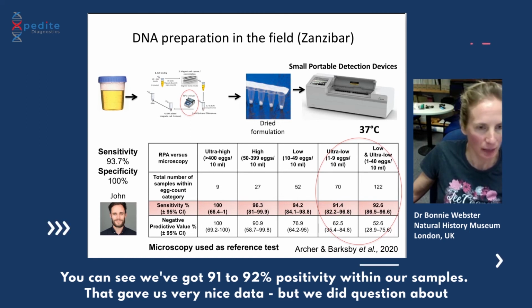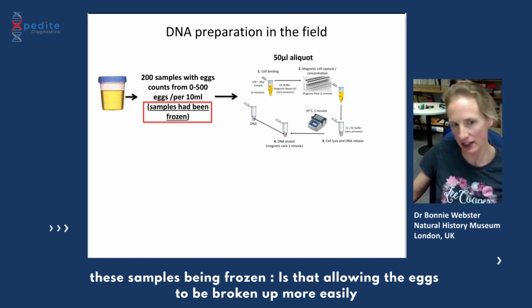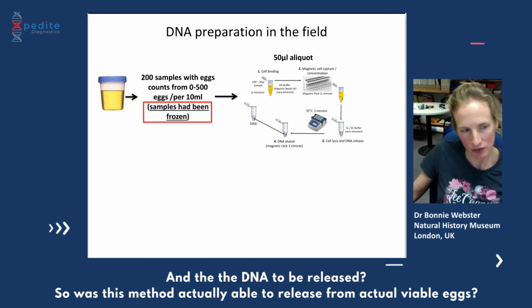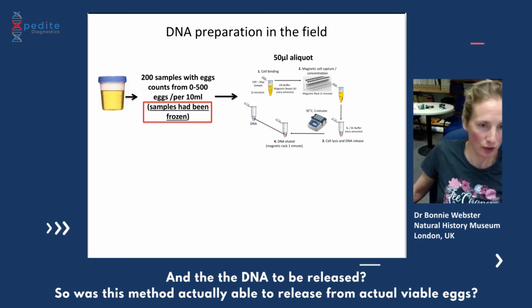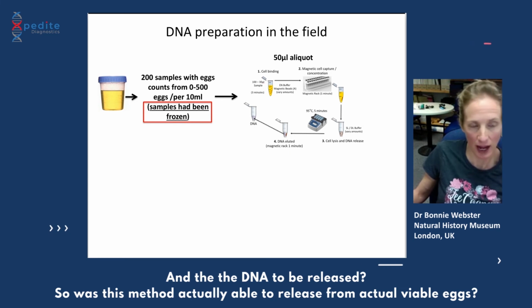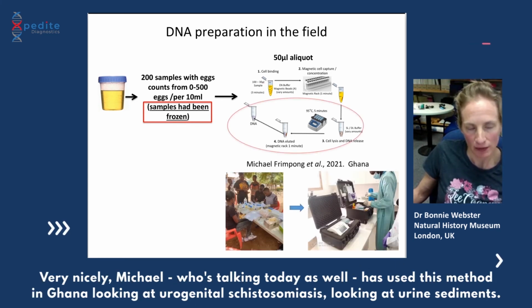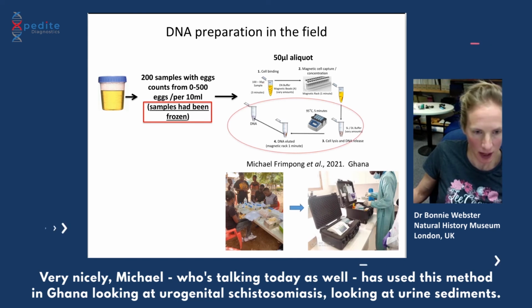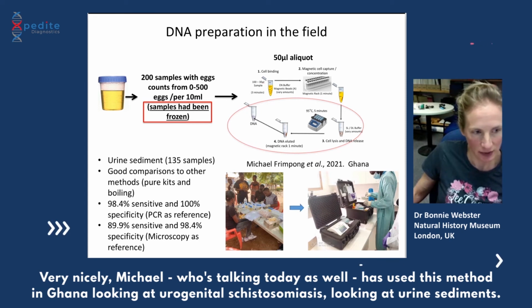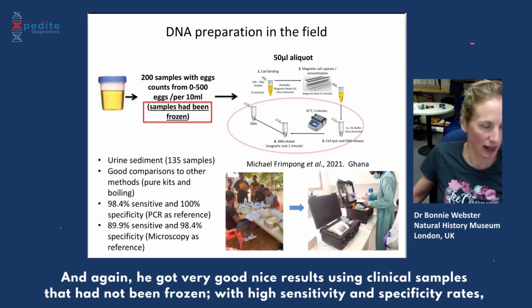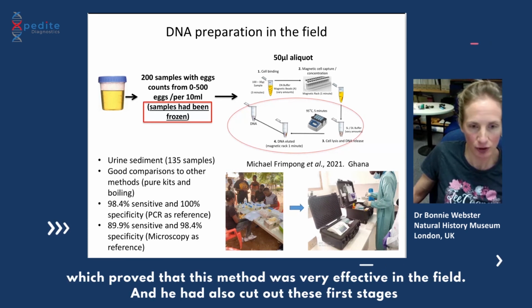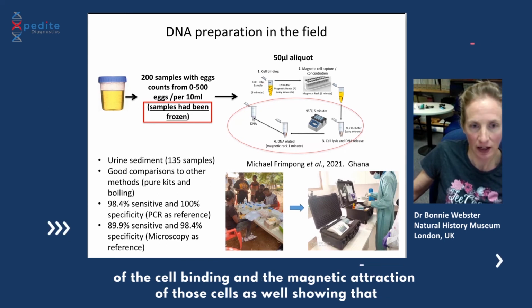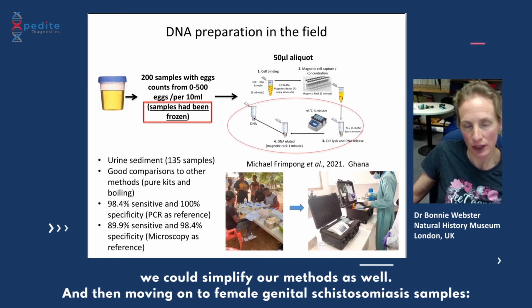But we did question these samples being frozen. Is that allowing the eggs to be broken up more easily and the DNA to be released? And so was this method actually able to release DNA from viable eggs? But very nicely, Michael, who's talking today as well, has used this method in Ghana, looking at urogenital schistosomiasis, looking at urine sediments. And again, he got very good results using clinical samples that had not been frozen, with high sensitivity and specificity as well, which proved that this method was very effective in the field. He had also cut out the first stages of the cell binding and the magnetic attraction of those cells, showing that we could simplify our methods as well.